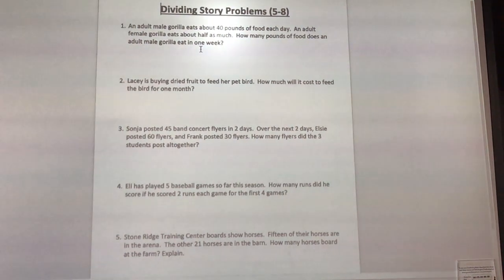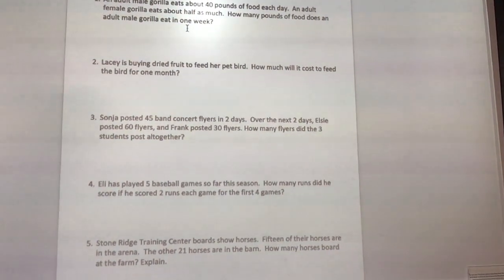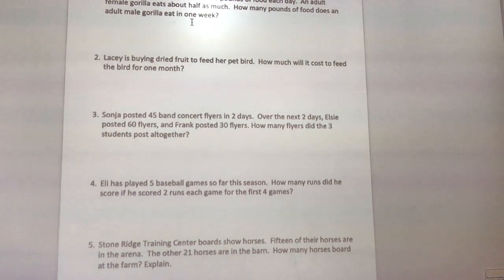Number 2 says that Lacey is buying dried fruit to feed her pet bird. I have a pet bird too. I have a pet bird in my house and then I have chickens outside. Chickens! How much will it cost to feed the bird for 1 month?